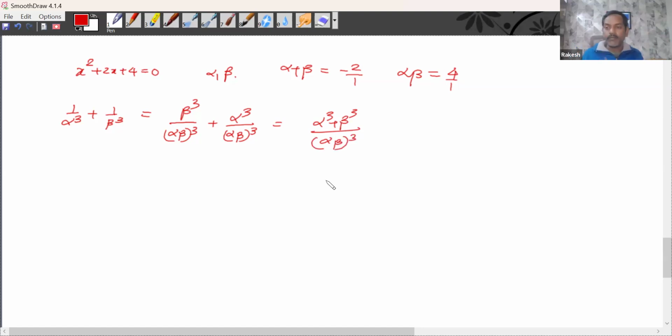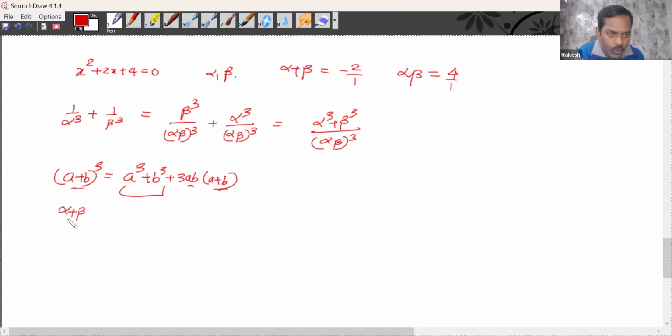Again, we know the value of alpha plus beta. We don't know the value of alpha cube plus beta cube, right? But we know the algebraic identity, which is a plus b whole cube is nothing but the expansion a cube plus b cube plus 3 times of ab and a plus b. This is required in the form of a plus b or a into b, right? Every other term is either a plus b or a into b. So we can apply this logic. So alpha plus beta whole cube is nothing but alpha cube plus beta cube plus 3 times of alpha beta into alpha plus beta.